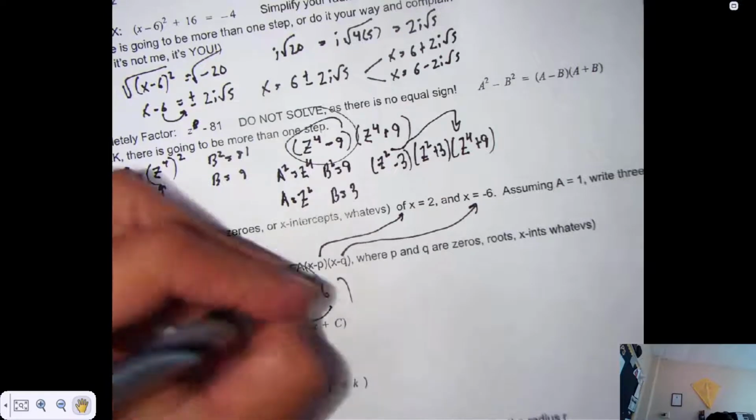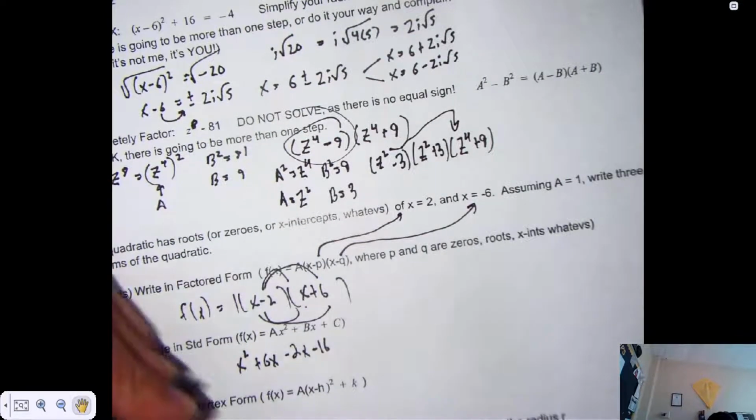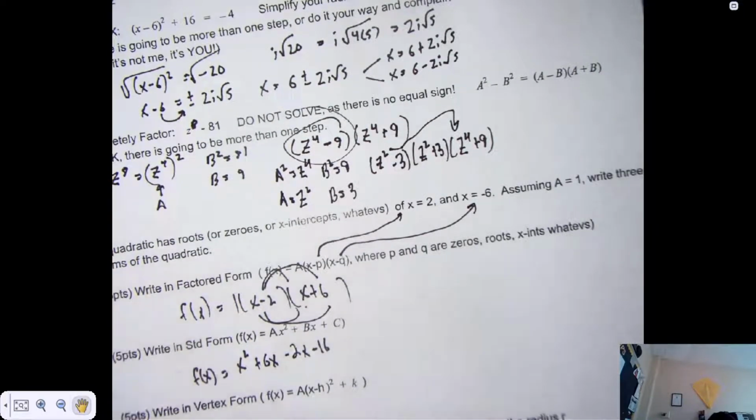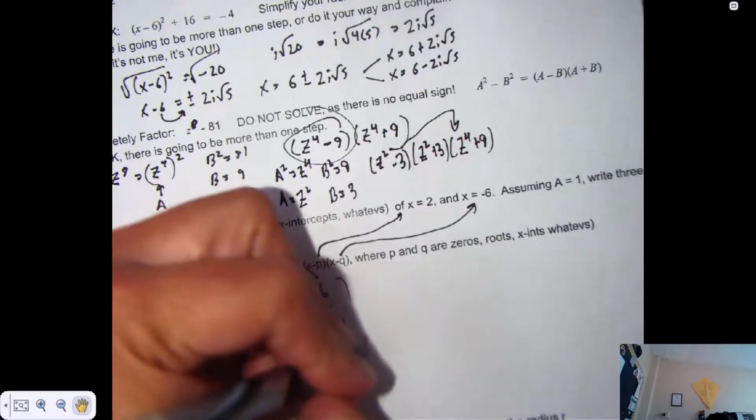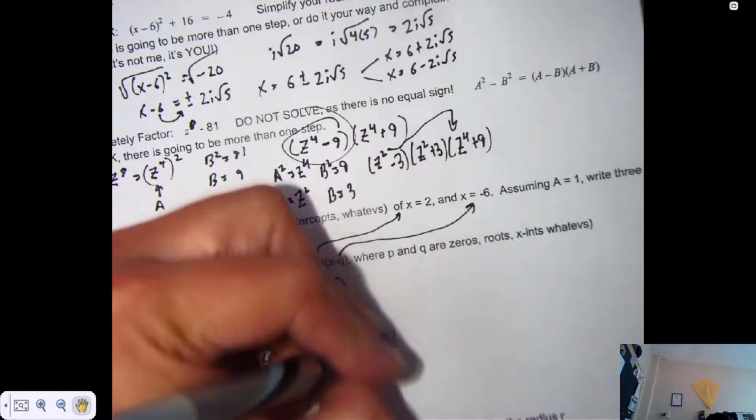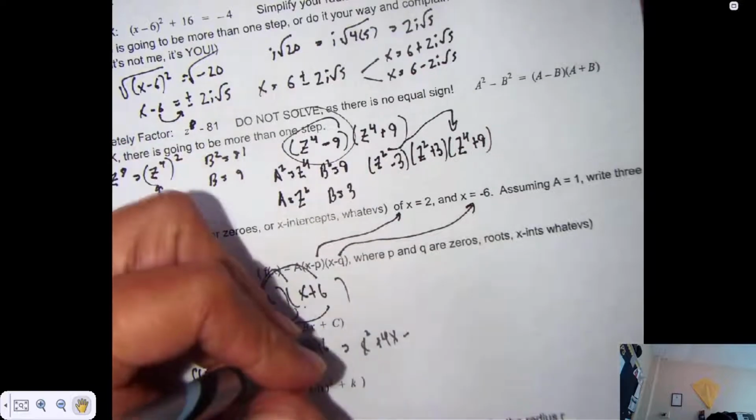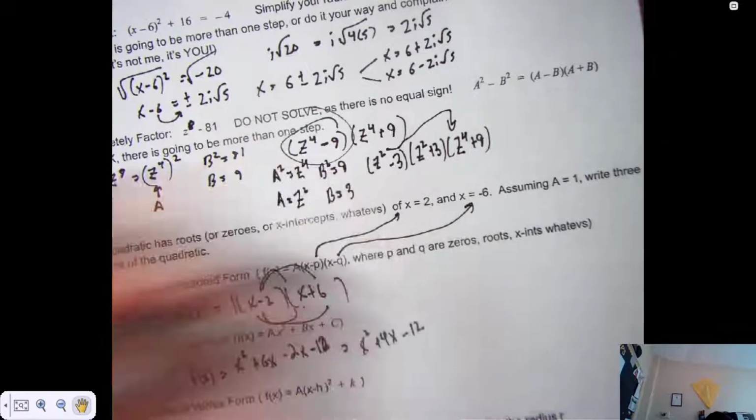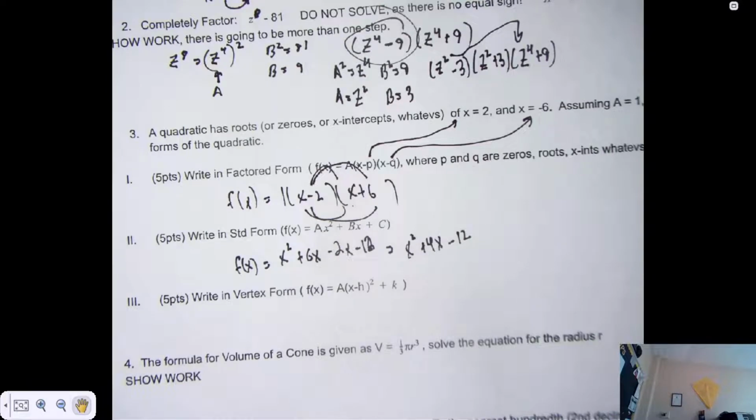Minus 2x minus 12. Now, is that in standard form? No, you got to combine likes. 4x minus, I don't know, I wrote 16, minus 12. There, you got 10 points to that question, worth 15.